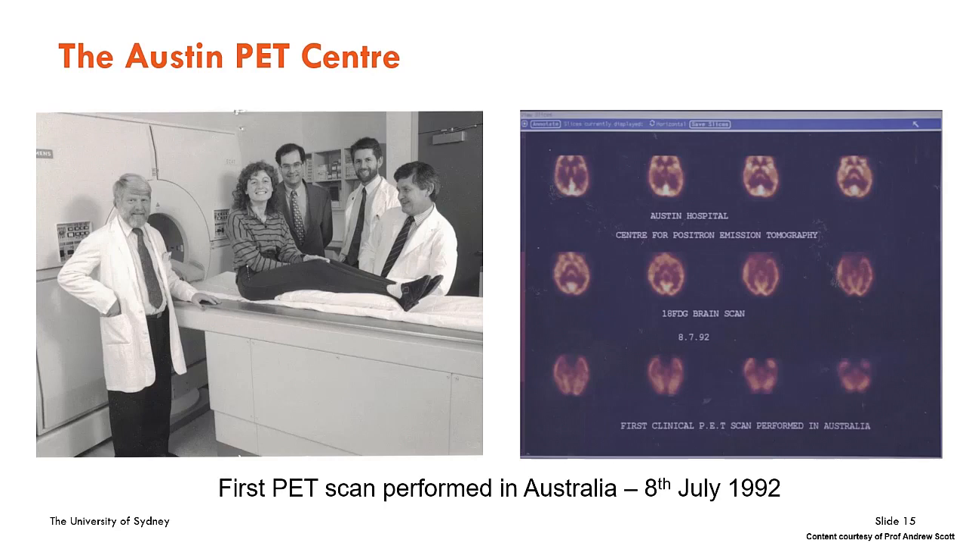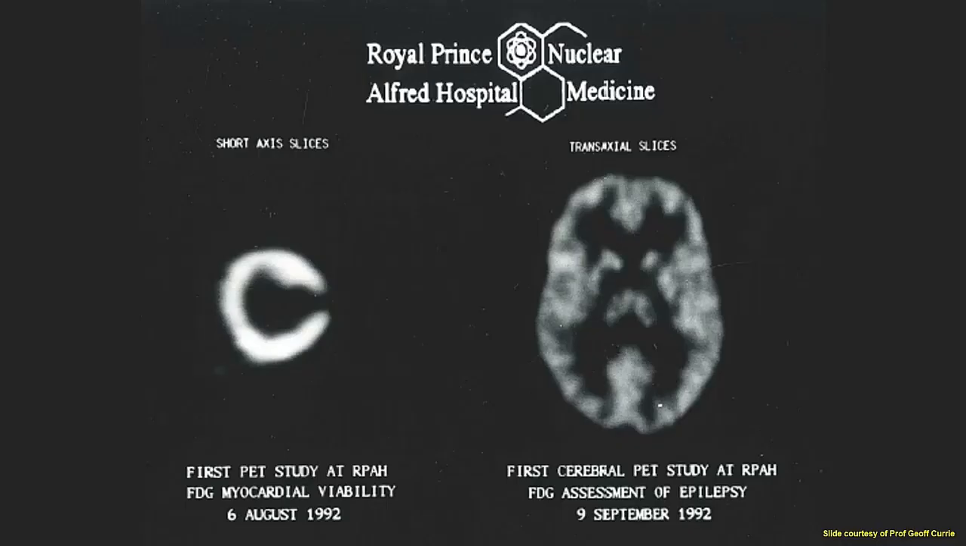The first PET scans were performed in Australia at the Austin on the 8th of July 1992, and here you can see the initial team, physicians and technologists, professors of medicine, as well as the patient herself sitting there, and the first scan you can see of really quite acceptable quality. RPA's first scan was performed less than a month later, a PET myocardial viability scan, and soon after that, the first brain scan was performed, as you can see on the right, in September 1992.